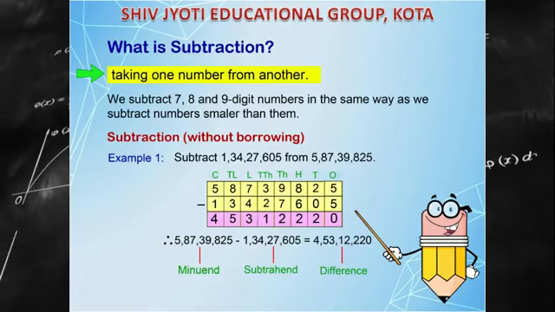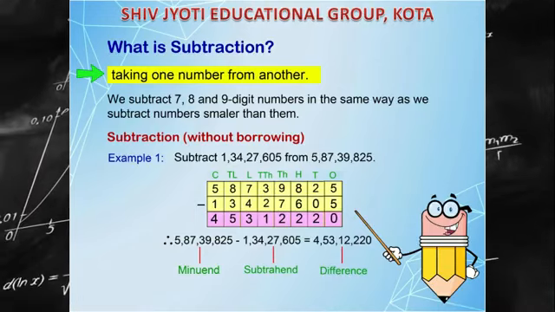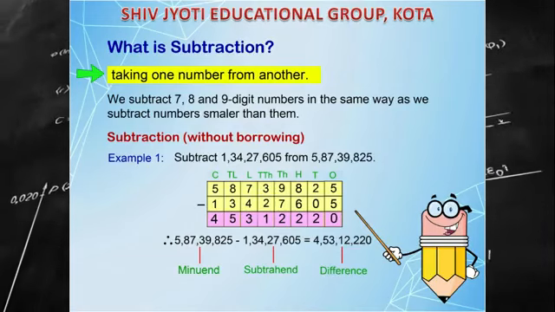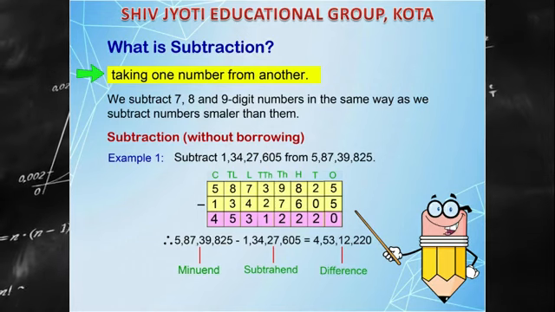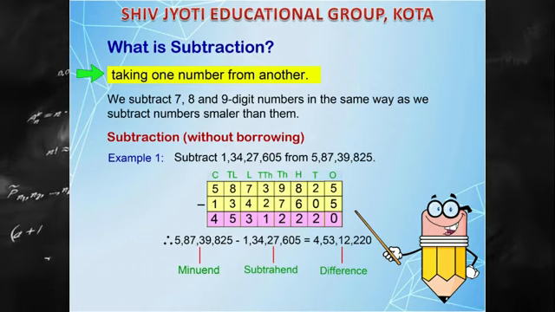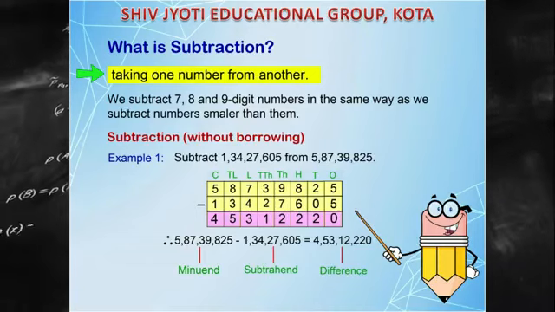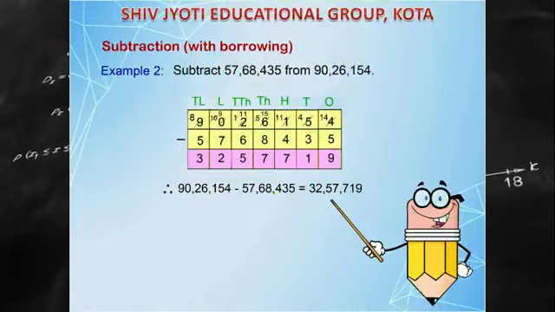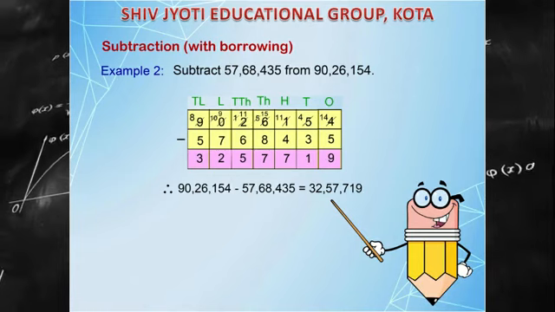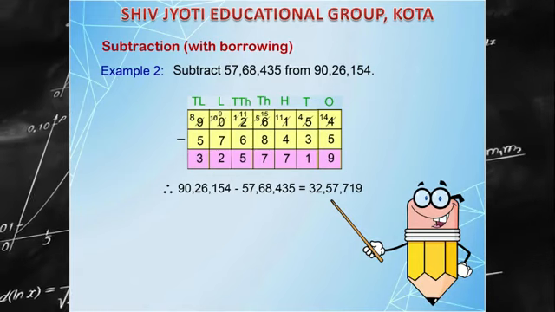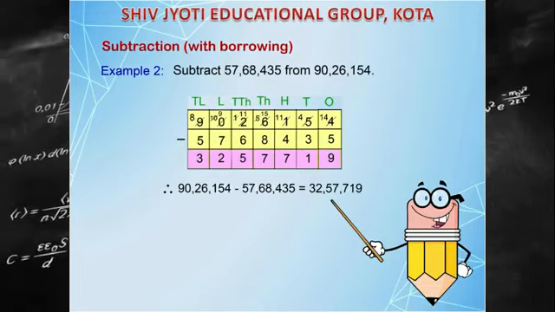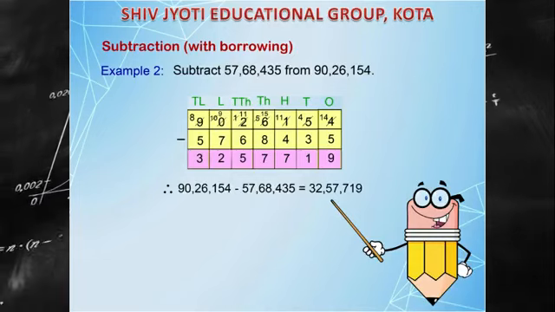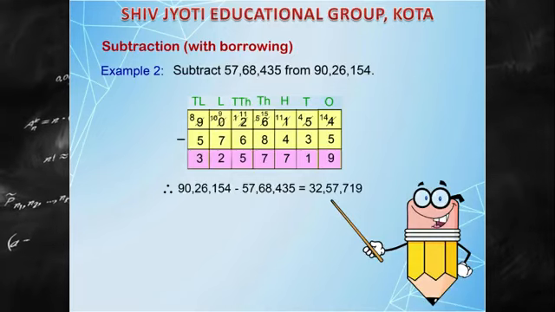We got 4 crore 53 lakhs 12,220 by subtracting 1 crore 34 lakh 27,605 from 5 crore 87 lakh 39,825. Now we are going to study subtraction with borrowing. Let us subtract 57 lakh 68,435 from 90 lakh 26,154. So we will subtract the digits in each column starting from the ones place.